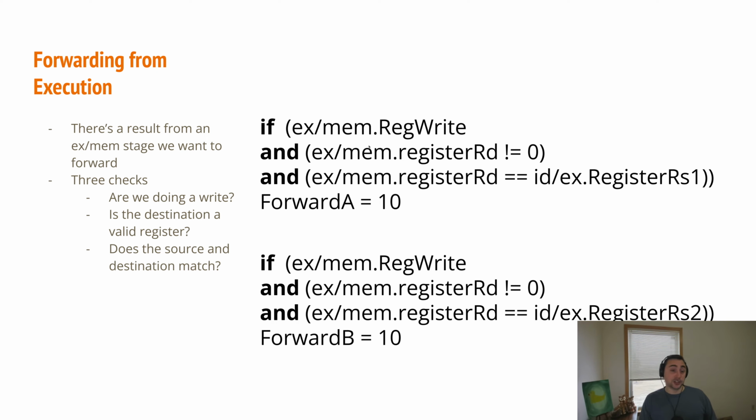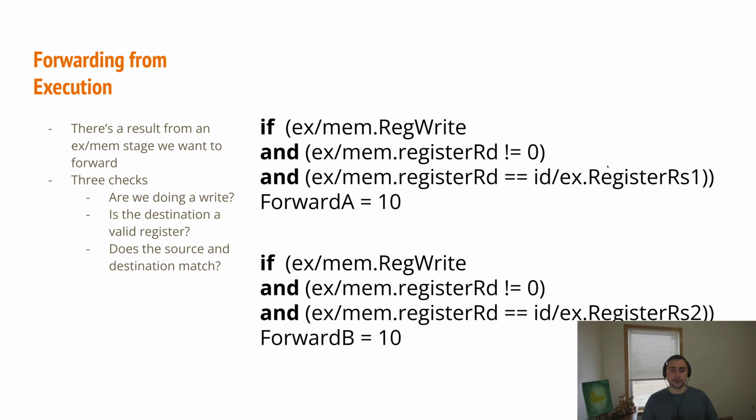Then, after we check to make sure that this instruction is doing a write, it's updating a register file, we make sure it's writing to a valid location here. So the destination must not be equal to 0, since our R0 register is the special register in RISC-V, it's always 0. We need to make sure we're writing to something other than our 0 register. And then the final check, our third check, is just a simple equality. We just need to make sure that the register that we're writing to in this stage, inside of this execution mem pipeline register, is equal to the one that we're accessing inside of our execute stage. So is our destination register equal to our source register here?